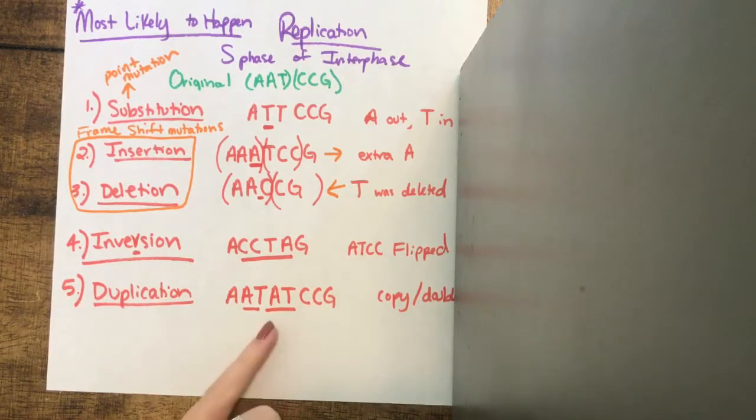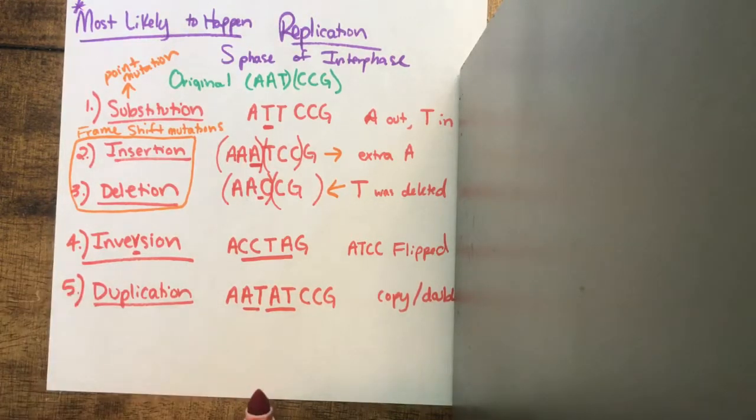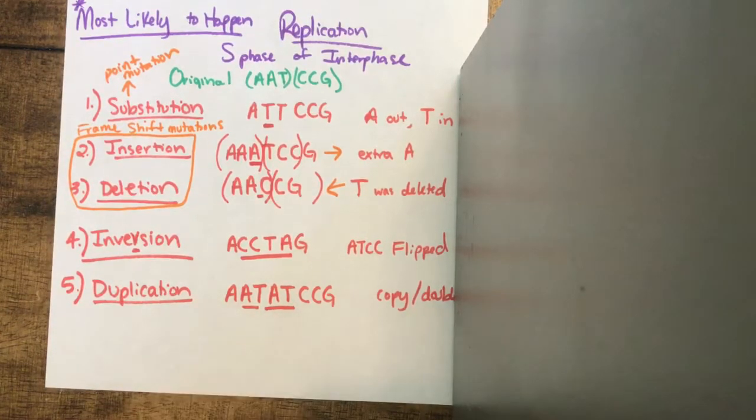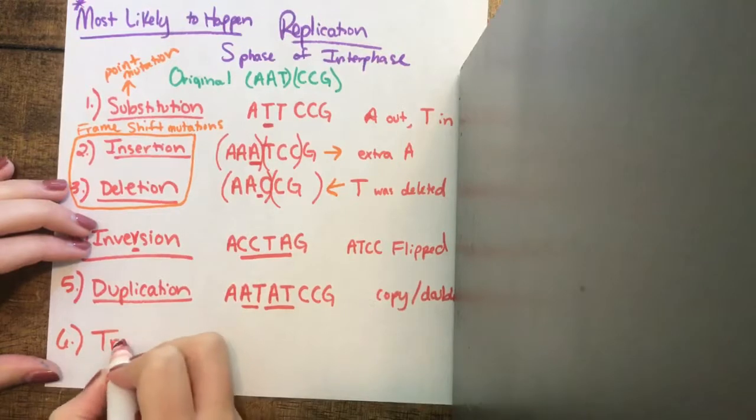It is similar to an insertion. However, duplication could be duplicating a big piece of a chromosome and not just a few bases. You could see it a couple different ways, so look at the Socrative for that. I've included another example. All right, and then the last one is translocation.